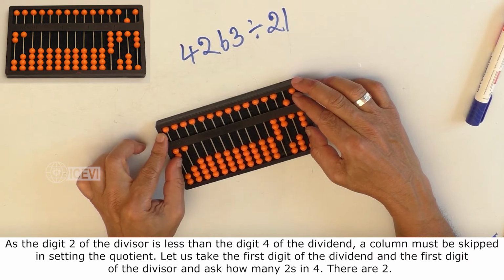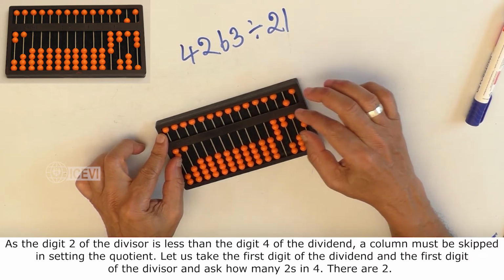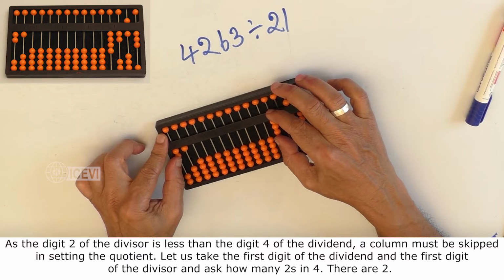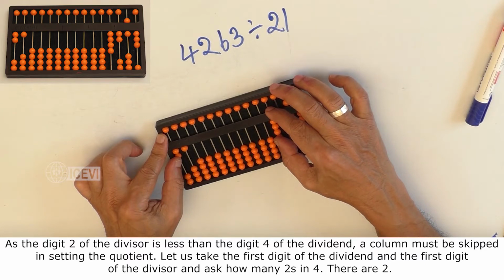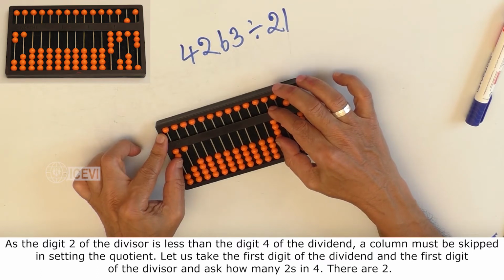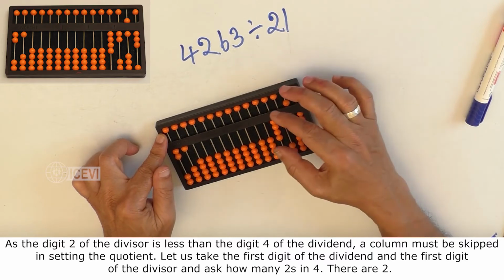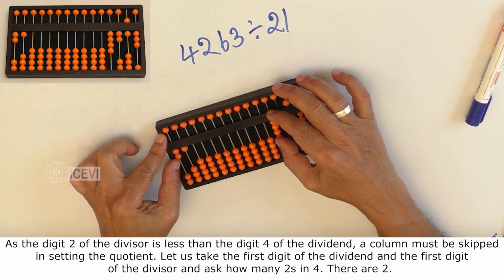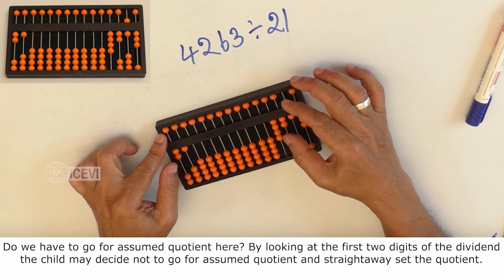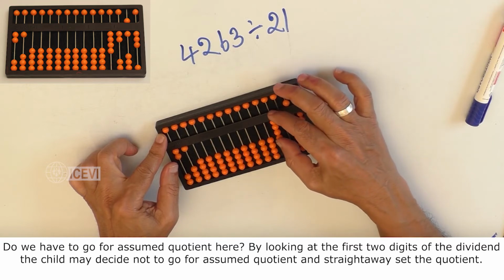As the digit 2 of the divisor is less than the digit 4 of the dividend, a column must be skipped in setting the quotient. Let us take the first digit of the dividend and the first digit of the divisor and ask how many 2's in 4? There are 2. Do we have to go for the assumed quotient here?